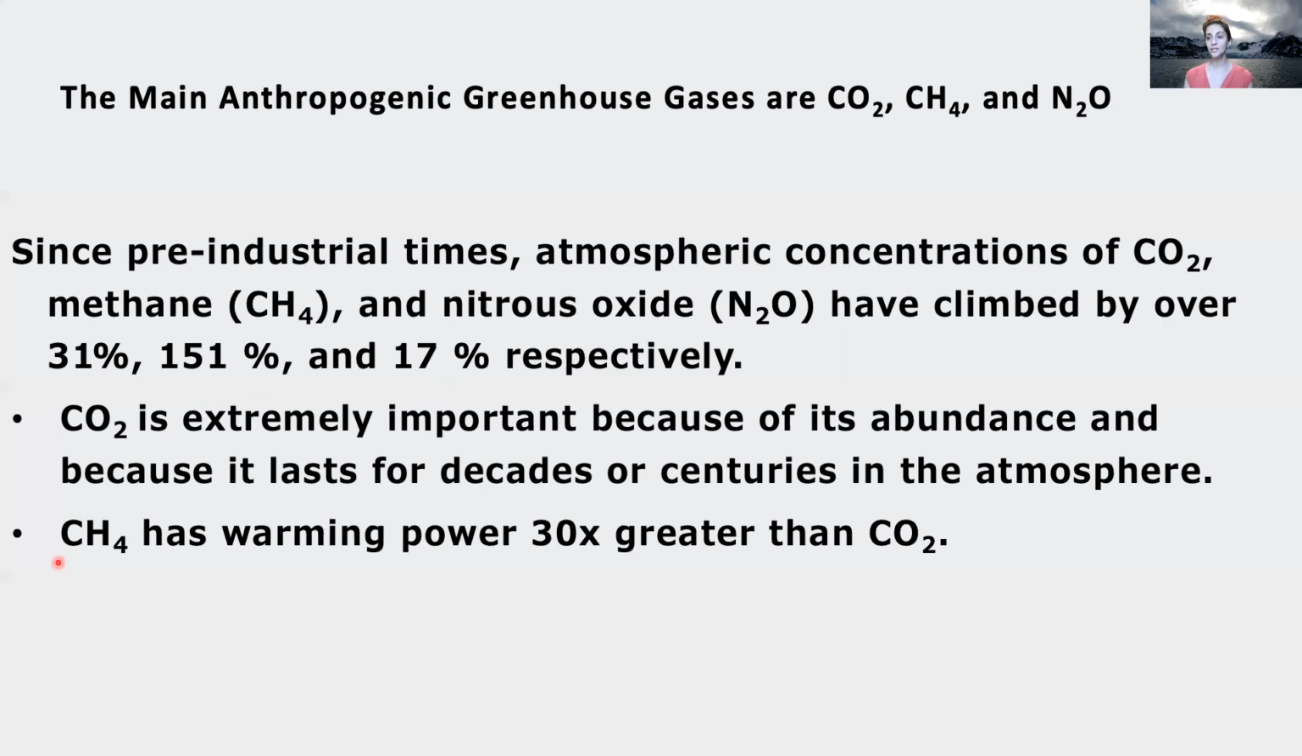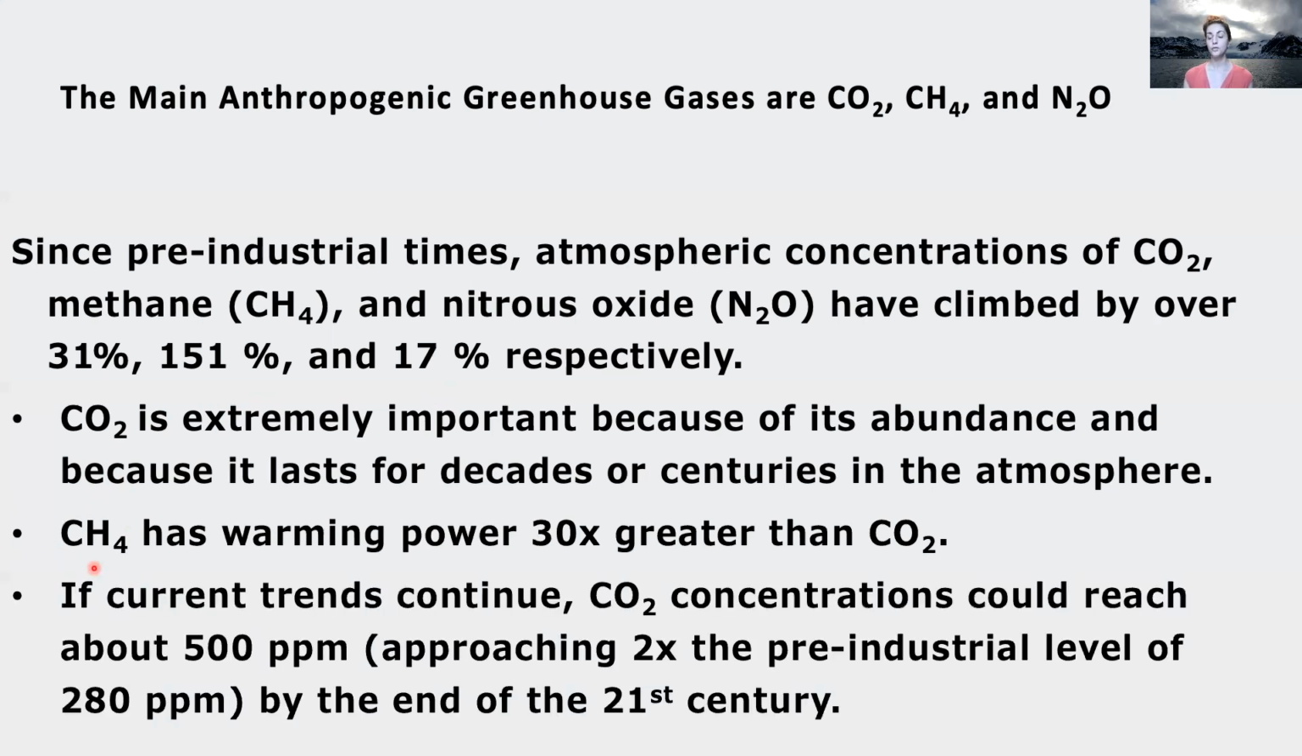What people don't really recognize is that methane, CH4, has a warming power that is 30 times greater than CO2. So CO2 is what we always talk about and focus on, but methane is much more powerful when it comes to warming power. And unfortunately, if current trends continue, CO2 concentrations could reach about 500 parts per million. That is 2 times the pre-industrial level of only 280 parts per million. And we're talking about just the end of the 21st century. And it's not hard to imagine that we're going to get there because, as you remember, we're at 415 parts per million right now.